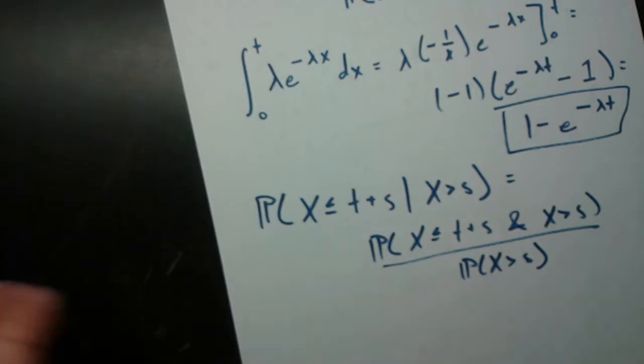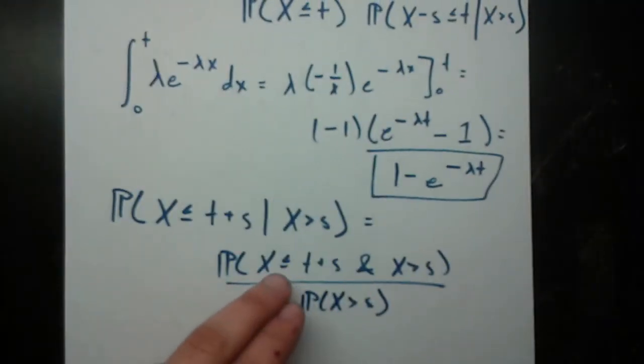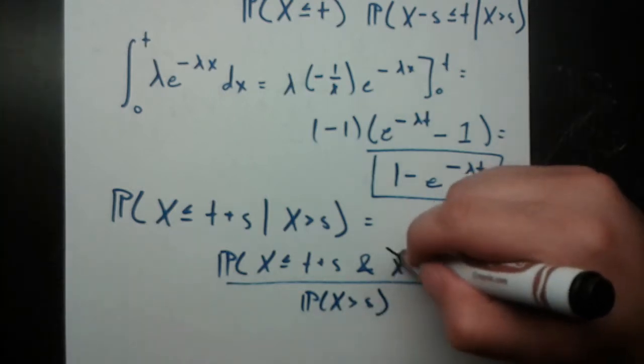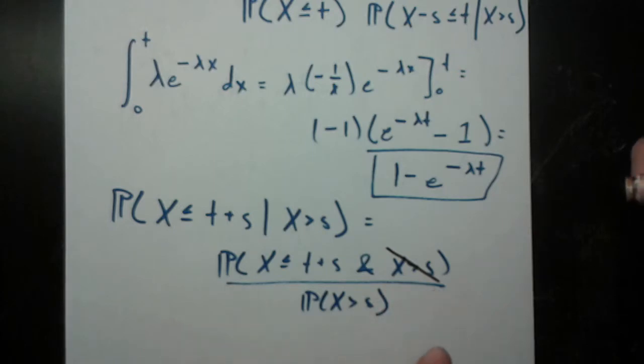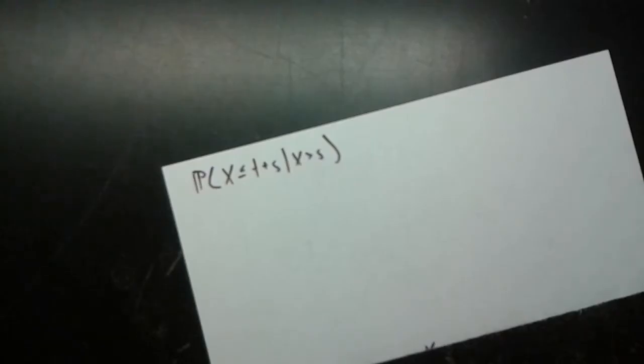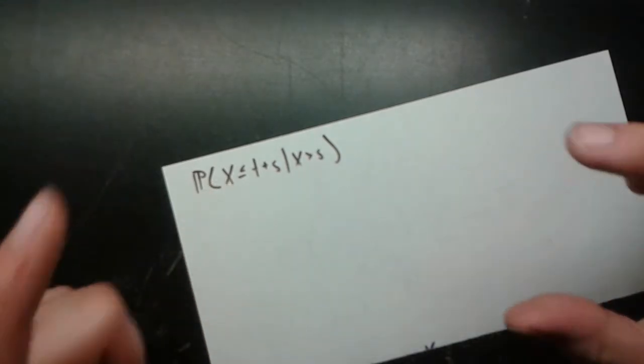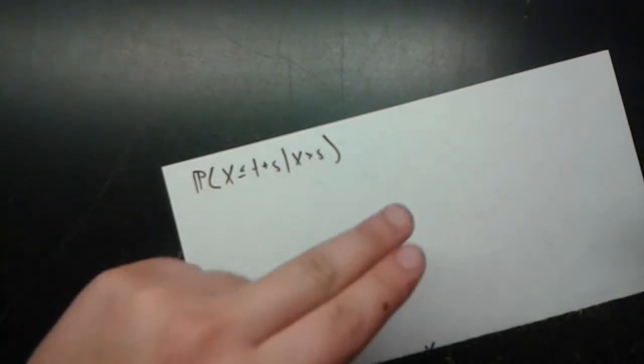This is the definition of conditional probability. Good. Now this top part, x is less than or equal to t plus s and x is bigger than s. Now the second calculation, let's do it on this small sheet of paper just to keep everything clean. So I've rewritten it into this form because I want x to be alone so I can do calculations in terms of it. Okay, so the second probability is what?